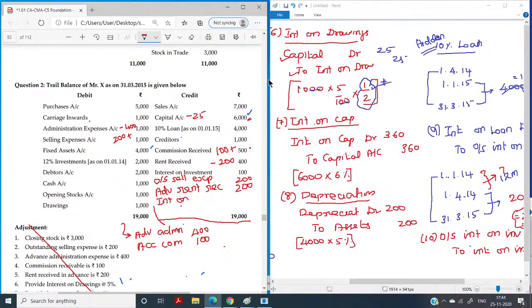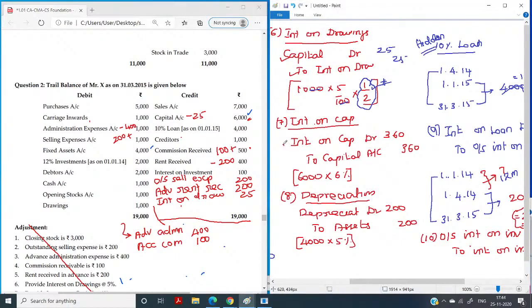Okay. Clear? I hope you could now understand. It's nothing but preparing the ledger, and we are making the adjustments now and then. And then next one is interest on capital in the debit side. Is it okay? We don't have interest on capital already in the debit side, so I'm going to post that value in the debit side of the trial balance.